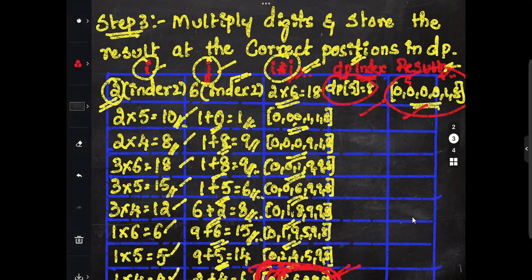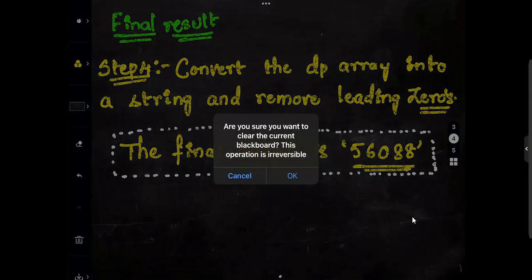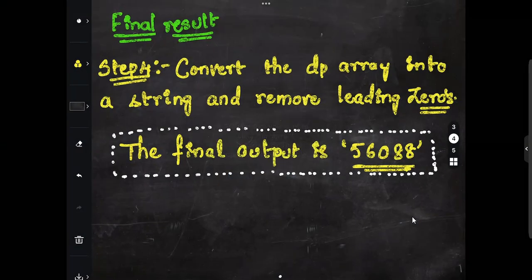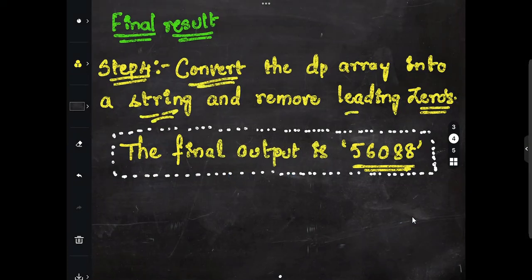This one will be 56088. So 056088 we have got. We will remove the leading 0 and we will return 56088 as output in this case. You can clearly see here in step 4, or the final result, convert the DP array into the string and remove the leading 0. We will convert the DP array into the string. In this case we will convert this one to 56088.